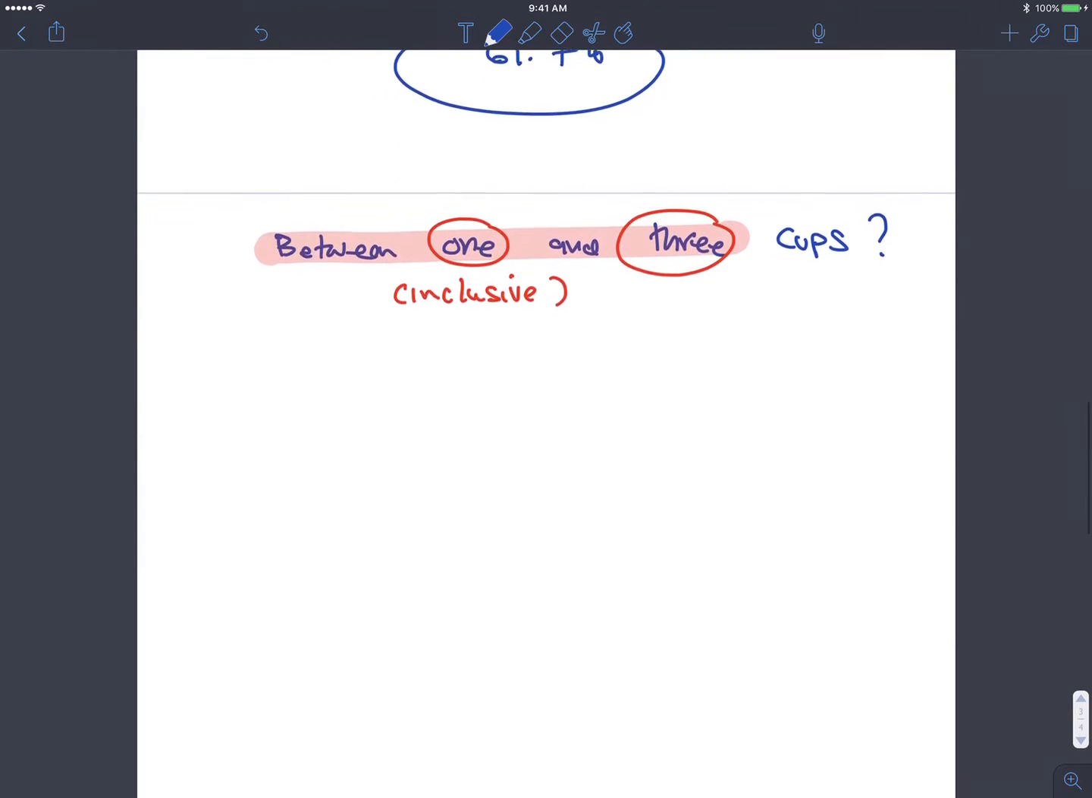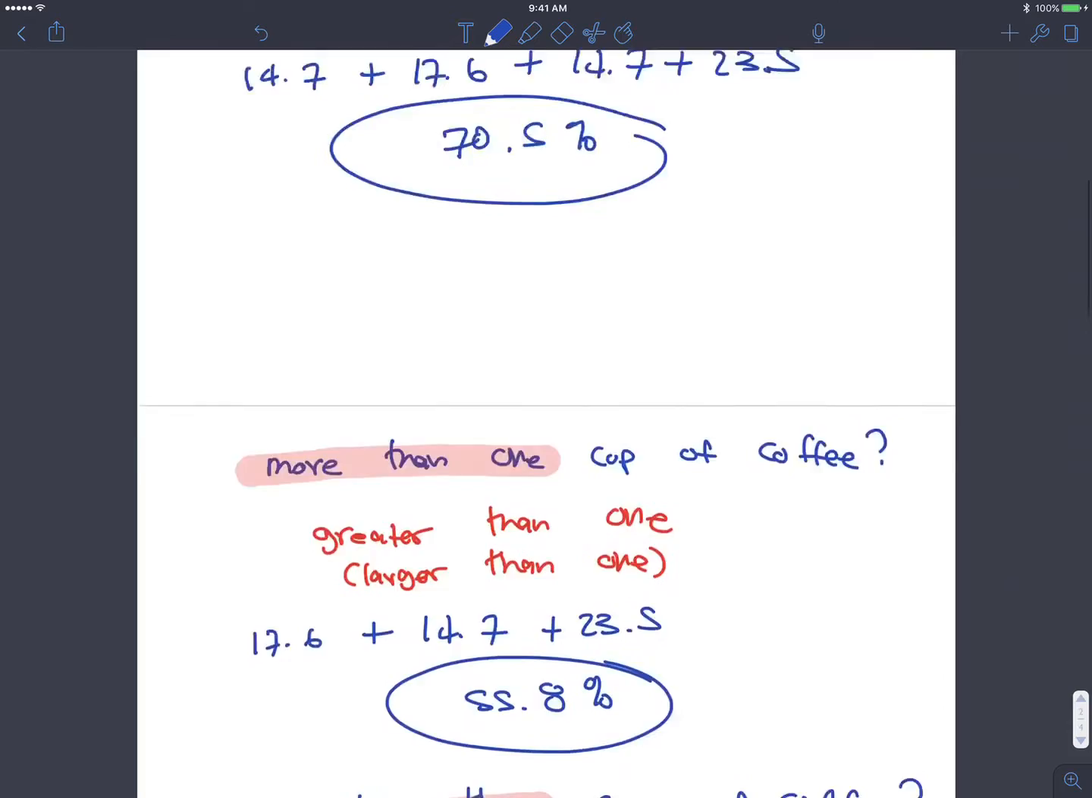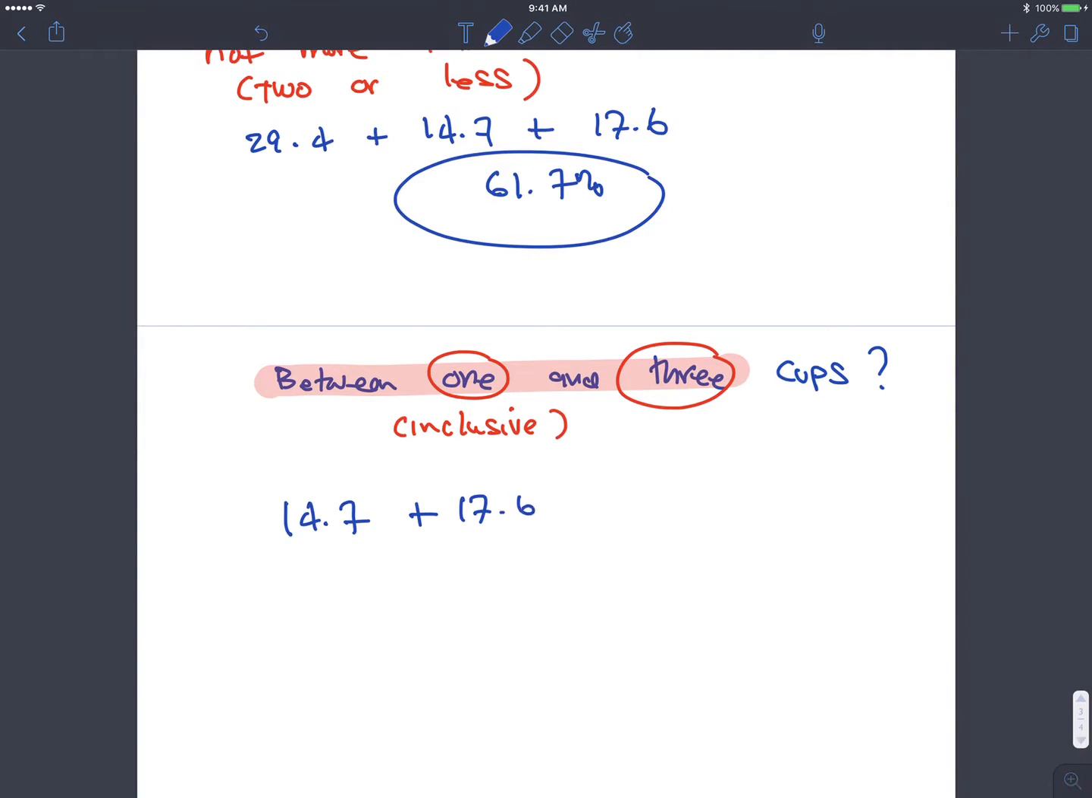So let's go back here. 14.7 plus 17.6 and another 14.7%. Let's add these percentages, and we find that we get about 47%. So 47% of the sample here drinks between 1 and 3 cups of coffee.